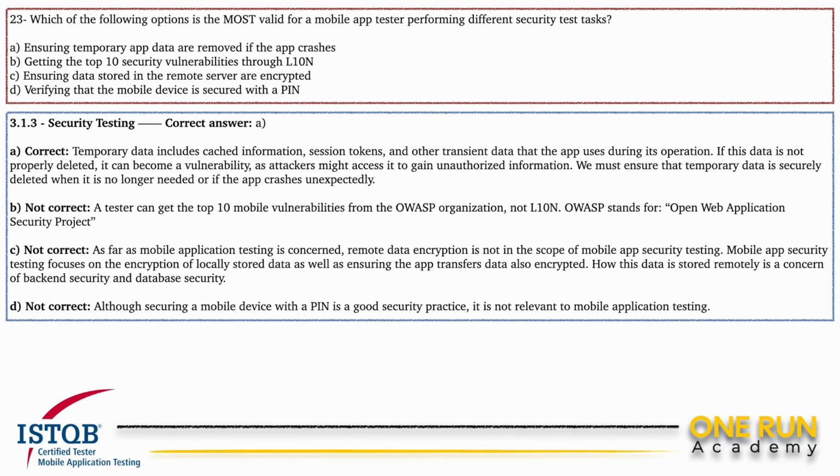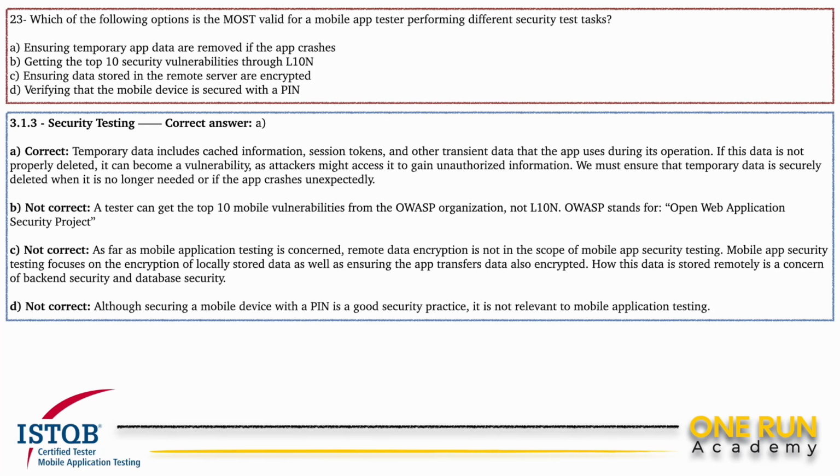So I think we can accept this as a very strong contender to be the correct answer to this question. Anyway, let's move to option B, which says getting the top 10 security vulnerabilities through L10N. Surely, this one can be immediately recognized as an incorrect option. This is because a tester can get the top 10 mobile vulnerabilities from the OWASP organization, not L10N. OWASP stands for the Open Web Application Security Project, which is a well-known source for security vulnerabilities and best practices in web and mobile application security.